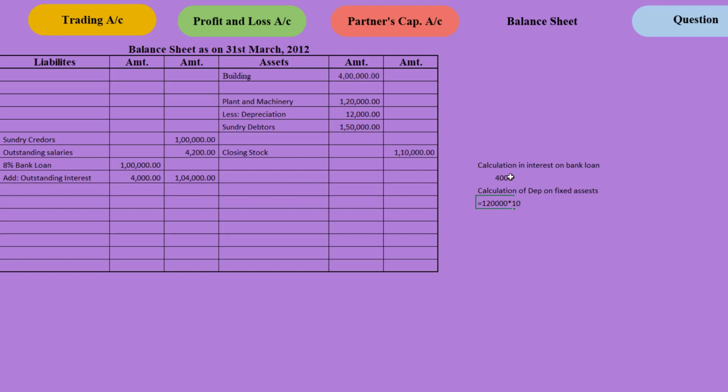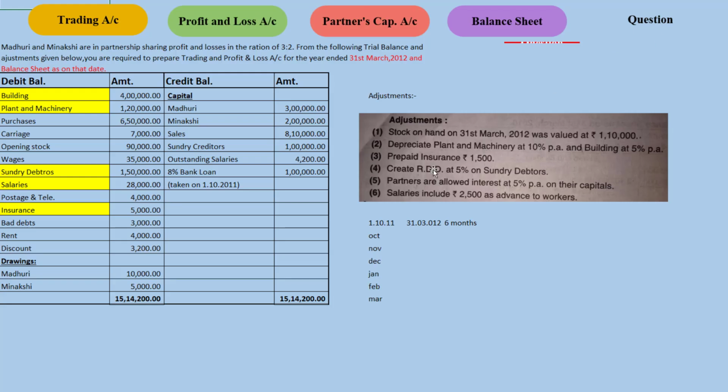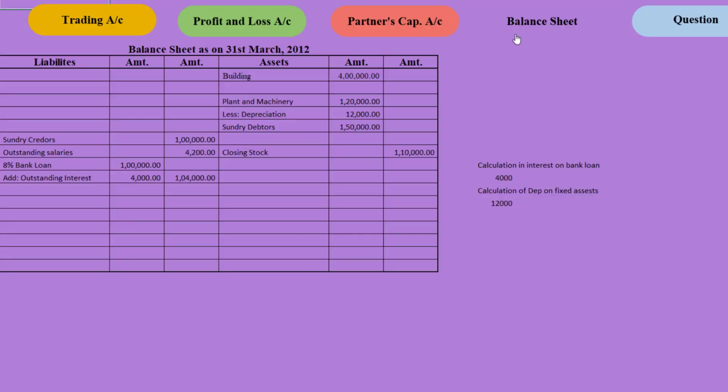So into 10 upon 100. Okay, this is the way of calculation. Next, building 5%. In the same way we calculate the depreciation, we will calculate the depreciation on building also. Less depreciation, 5% will be 20,000. You can calculate.